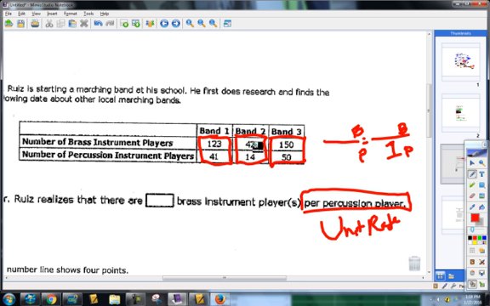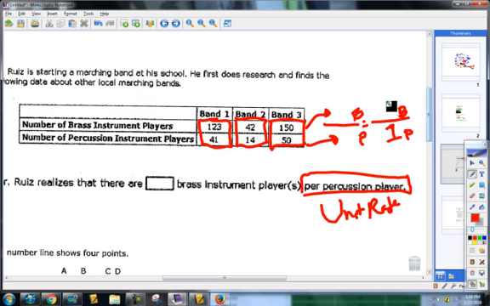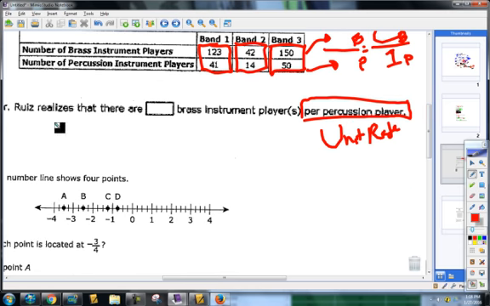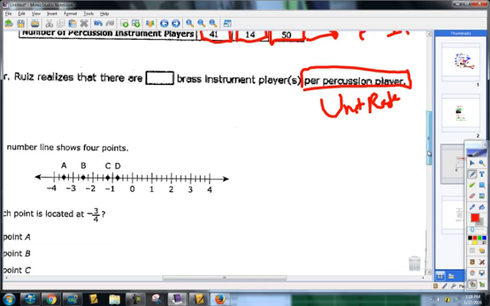Or you could add them all together, do 123 plus 42 plus 150, and get that as your amount. And then add up your amount of percussion instrument players in each band and put that there. Either way, okay? But whatever you get there, that's obviously going to be your amount of brass instrument players compared to one percussion player.